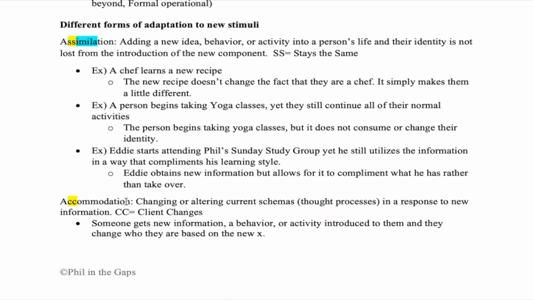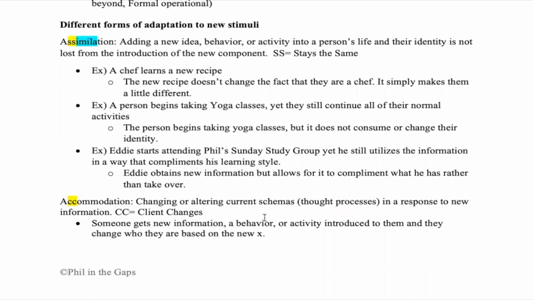Accommodation, CC, is where the client changes based on whatever was introduced to them at that given moment. Assimilation, SS, is where the person stays the same or they are relatively similar to who they were, regardless of what is being introduced to them at that given moment.